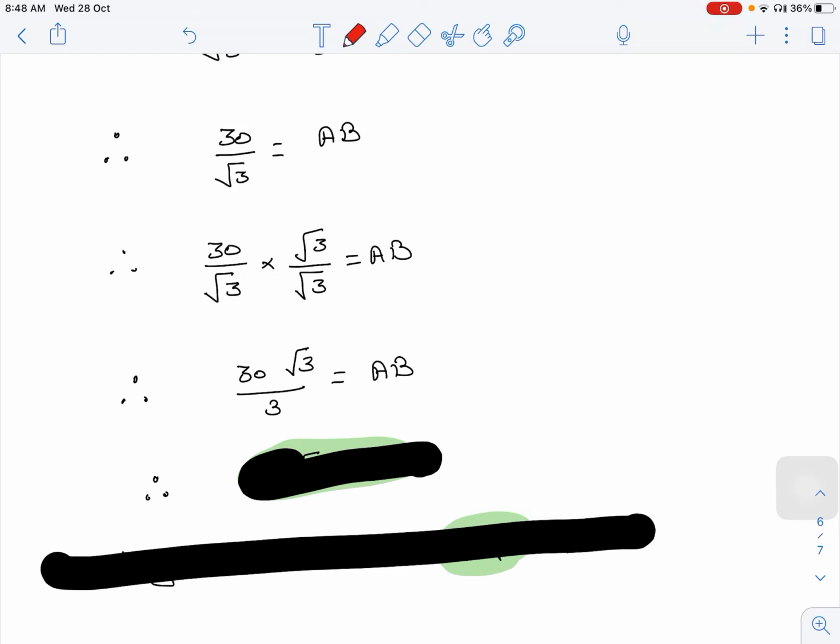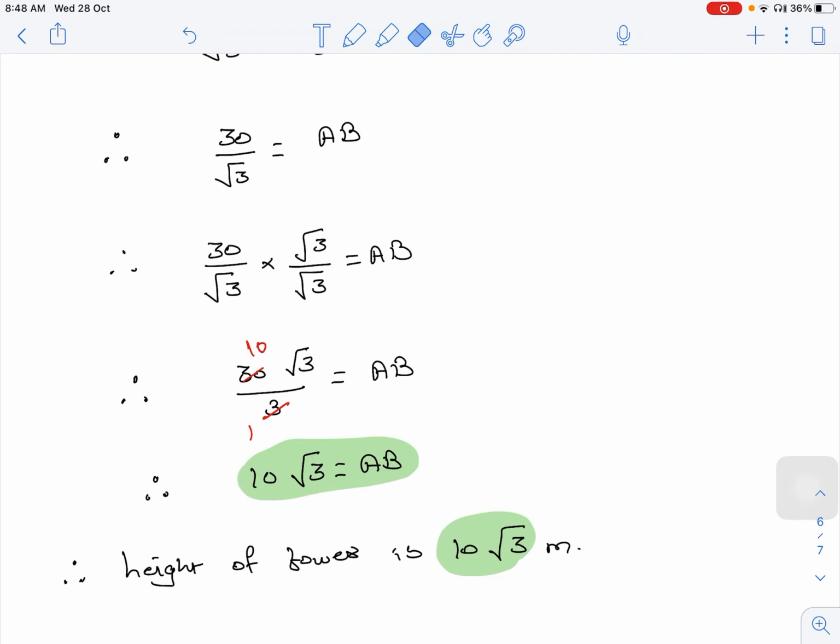Now we can make some cancellation over here. 3 ones are 3, 3 tens are 30. So finally, what do we get? AB equals 10 root 3, that is, the height of the tower is 10 root 3 meter.